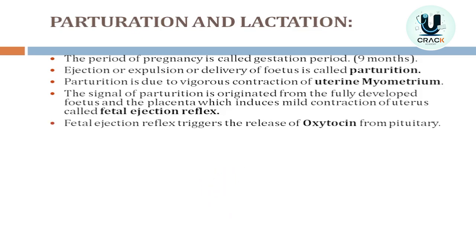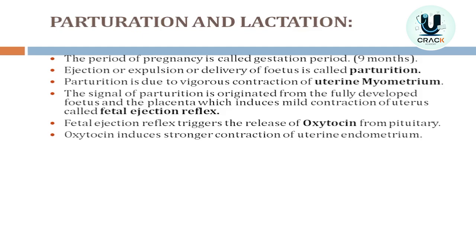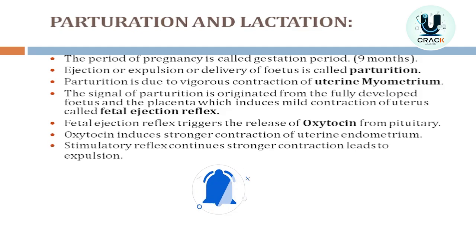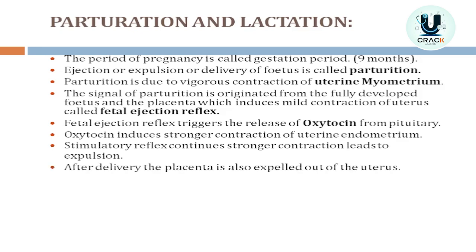The fetal ejection reflex triggers the release of oxytocin from the pituitary. Oxytocin also causes strong contractions of the uterine myometrium. So simultaneously you can see the stronger contractions lead to the expulsion. After delivery, the placenta is also expelled out of the uterus.